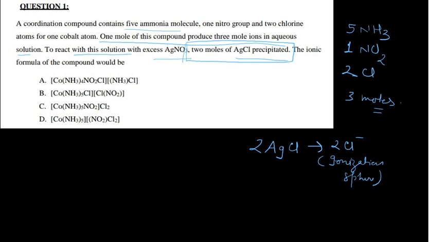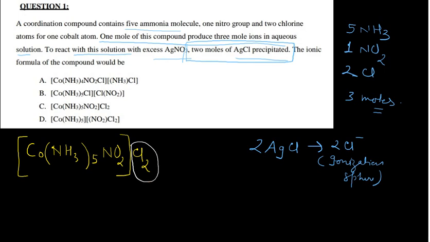So if you check this, you can straightforward write this example: cobalt along with 5 ammonia and 1 NO2. This is the coordination sphere, and outside the coordination sphere you have the 2 chloride ions. This is your ionization sphere, which I am writing as IS, and the part present within the bracket is your coordination sphere, which I am writing as CS, right?